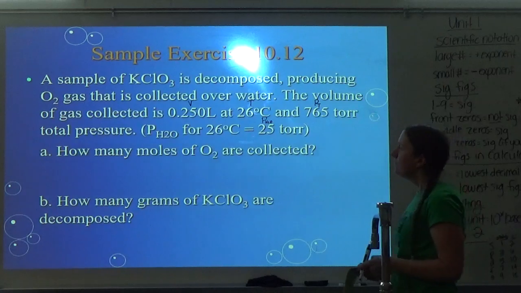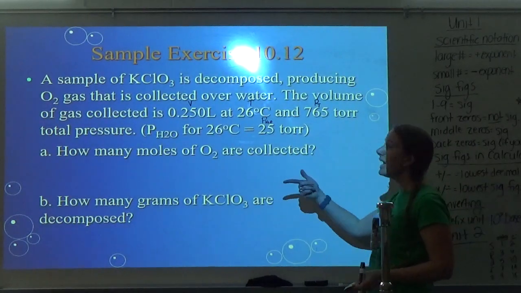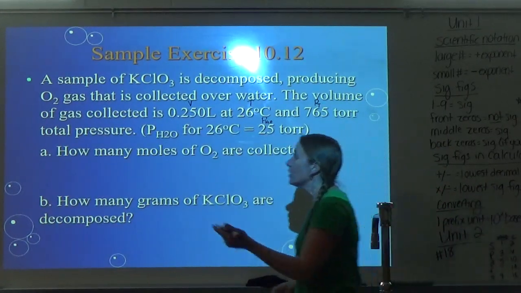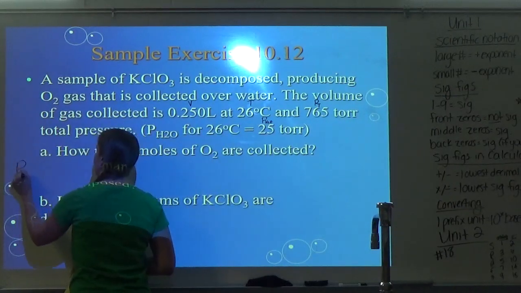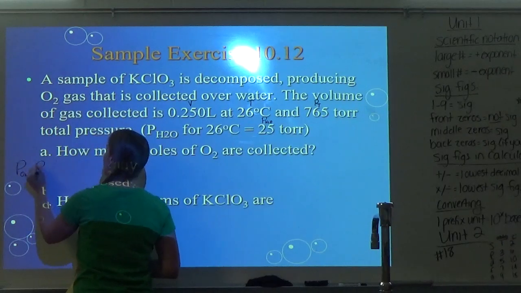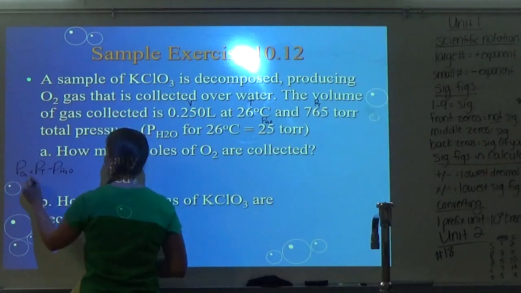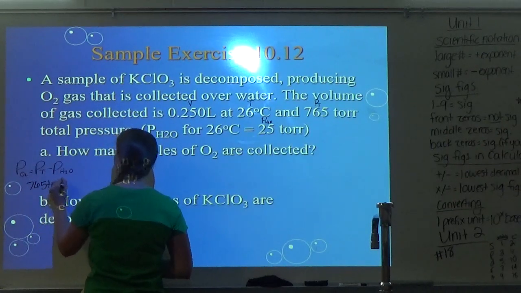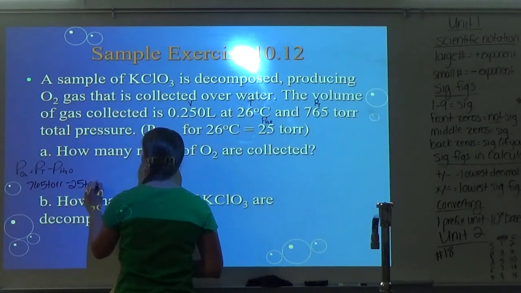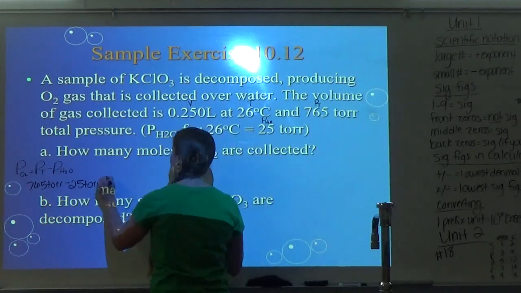All right, so that means I'm going to be doing a partial pressure problem to get the pressure of just the gas, and then to get moles, I'm going to have to do ideal gas law. All right, so we know that the pressure of our oxygen is the total pressure minus the pressure of just the water. Okay, so my total pressure is 765 torr. The pressure of water at that temperature is 25 torr. So once I subtract that, I ended up getting 740 torr.